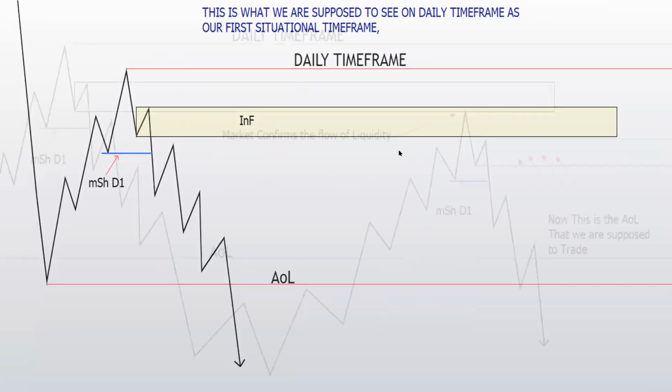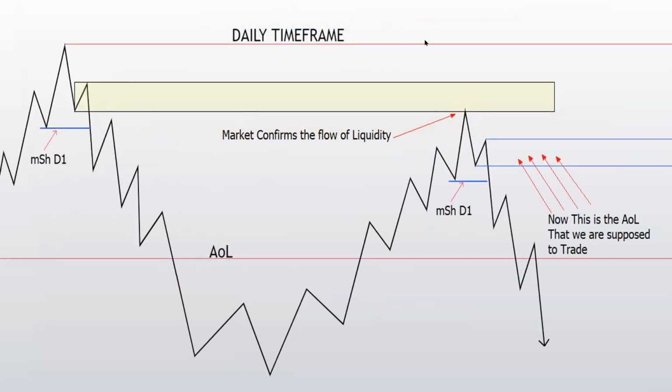So later on, the market comes, taps into that area, and the market has to perform another shift again on the daily time frame. So this is where now the market confirms the liquidity flow. This is how the market confirms the liquidity flow. After the market comes and taps into that inside formation that was located on this area, it then performs another shift. So this inside formation, this one now, is where we are going to take our trades.